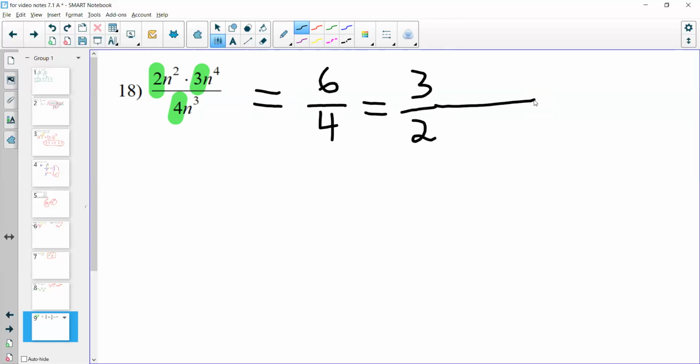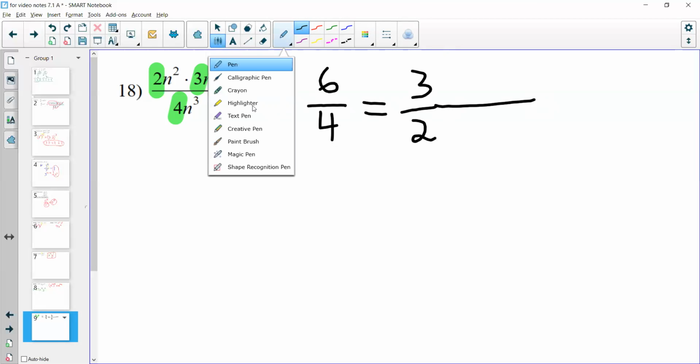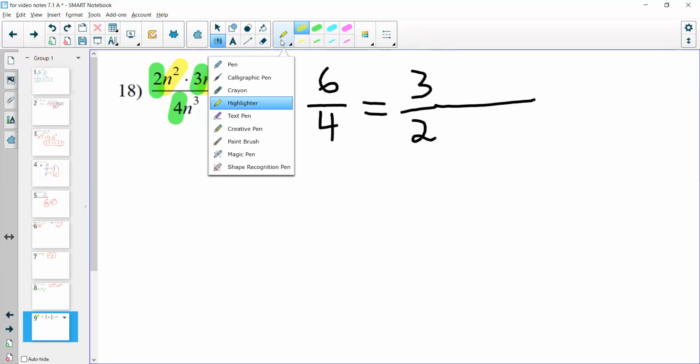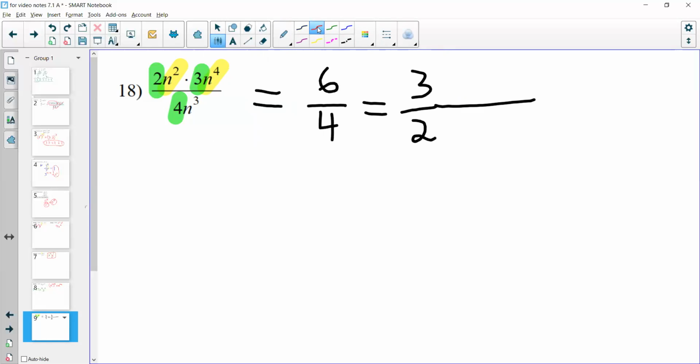Now let's take care of the rest of it. We have an n squared and an n to the 4th in the numerator. First I'm going to multiply those, and I end up with n to the 6th, because remember that when you multiply n squared times n to the 4th, you add the exponents.